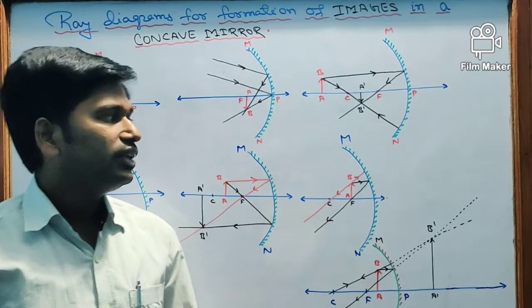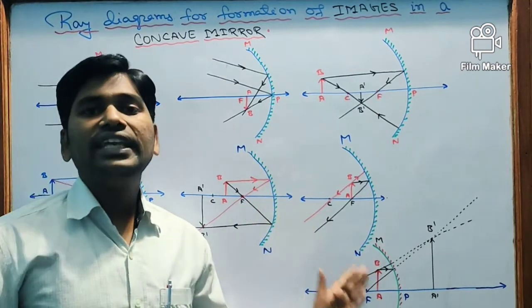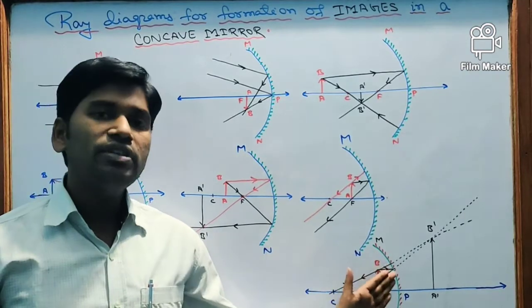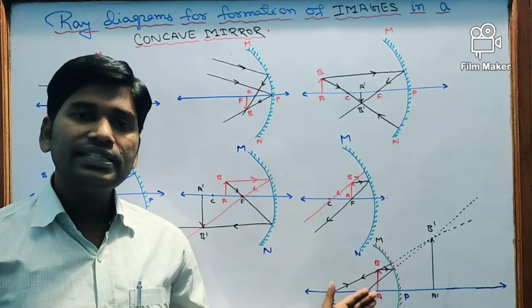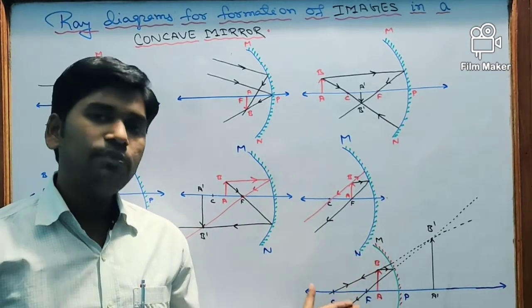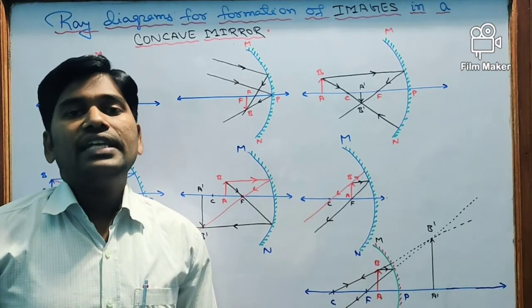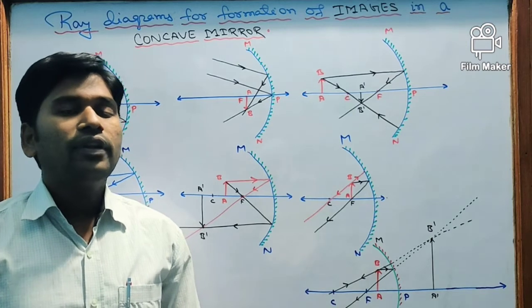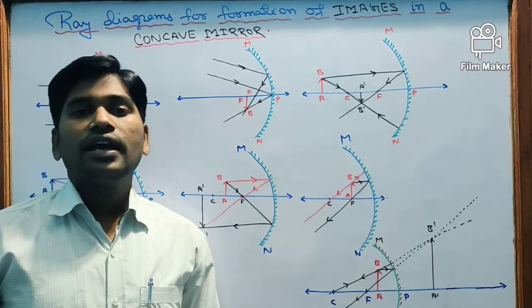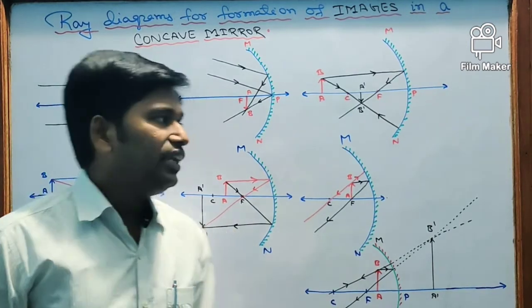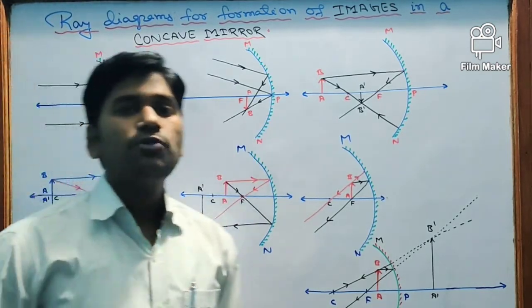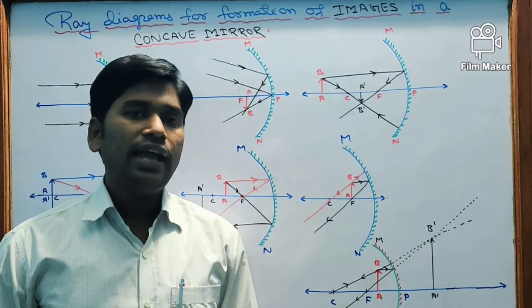So children, there is only one case in concave mirror in which the image formed is virtual, that is when the object is placed between focus and pole, the image formed is virtual, erect, and magnified. And in all the rest of the cases, as we have seen, the image formed is real and inverted.